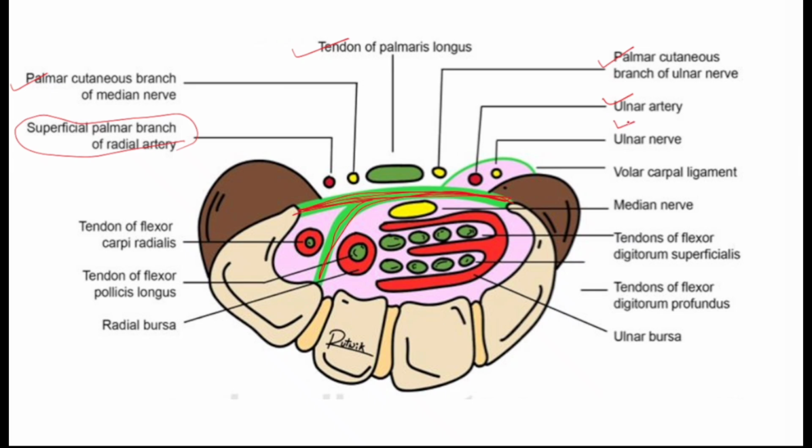Now the structures passing deep to this ligament. This is the median nerve, which is injured in carpal tunnel syndrome. This is the tendon of flexor carpi radialis. This is flexor pollicis longus, and these superficial ones are the tendons of flexor digitorum superficialis, and these are the flexor digitorum profundus. This is the ulnar bursa and this is the radial bursa. We understood this. Now let's learn it one by one.